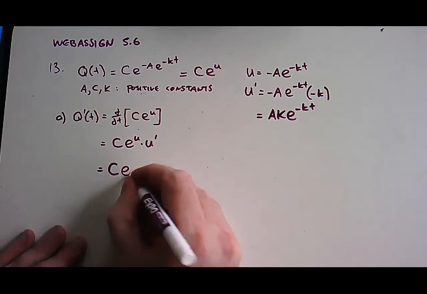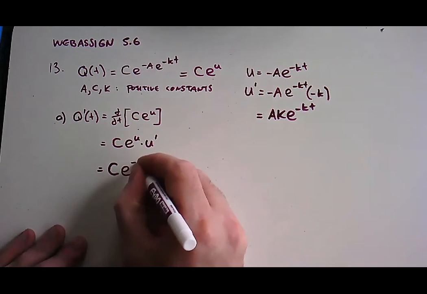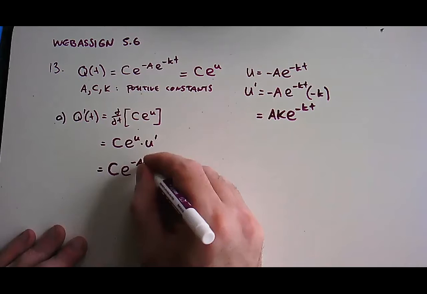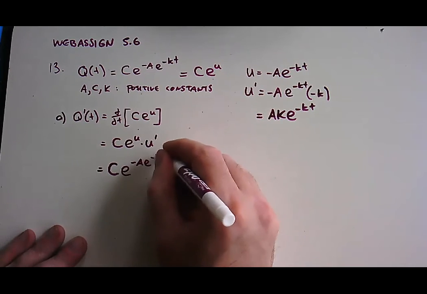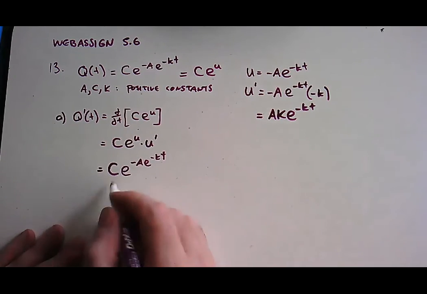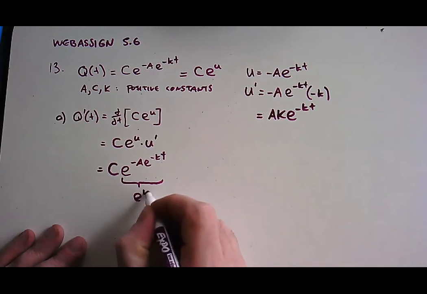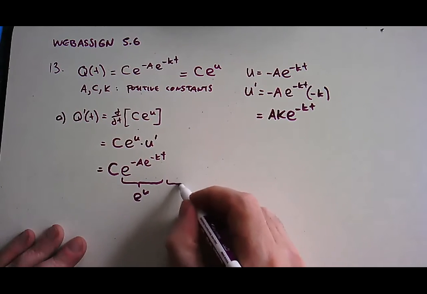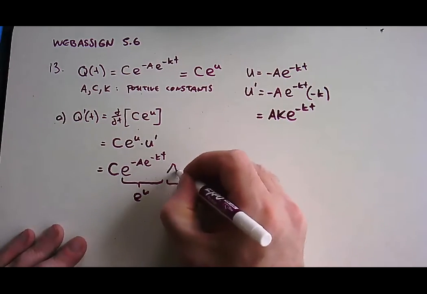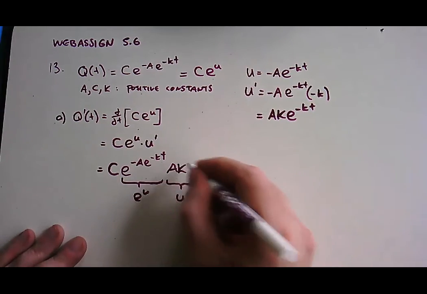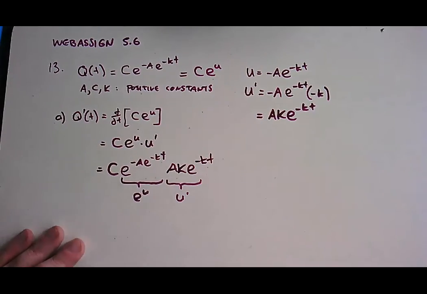So q prime of t is c times e to the u. Well, what's u? u was this expression we made up here, so negative a e to the negative kt. All right, so there is my c. Here is my e to the u. And then last thing for me is my u prime, and my u prime is a k e to the negative kt.